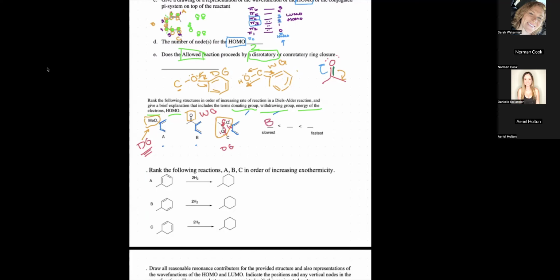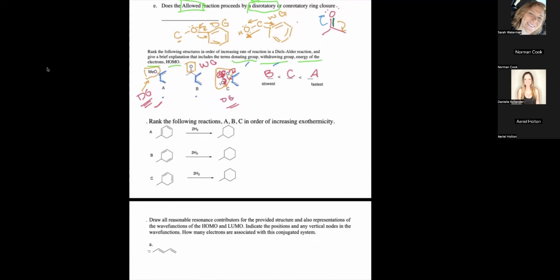Right, B, exactly. So between the two donating groups, as we said before, because there's some minor resonance contributors with C, with this other double bonded O that will pull the electrons this way, and these will come in and pop over here because this will all of a sudden have a positive charge, right? Even though it will also donate, it's just not going to donate as often or as much as we would see in A. So that's why A would be the fastest. Does that make sense? Yeah. Cool. Awesome.